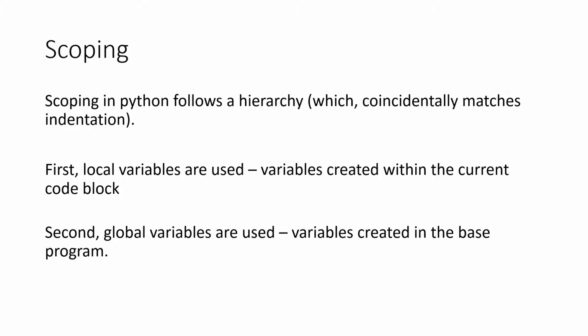Scoping in Python follows a hierarchy, which coincidentally matches indentation. First, local variables are used, variables created within the current code block. After we're out of local variables, we shift up one level of indentation, or one level of scope, and check for variables there. These are called global variables. Global variables generally refer to variables that can be used anywhere in a program, but the idea is that any variable that's not created within the scope of a specific code block is global to that code block.